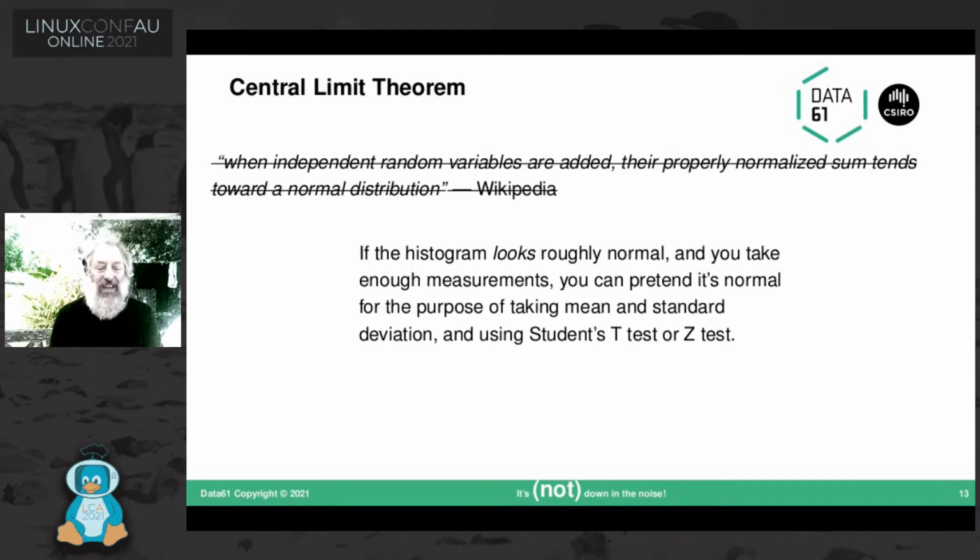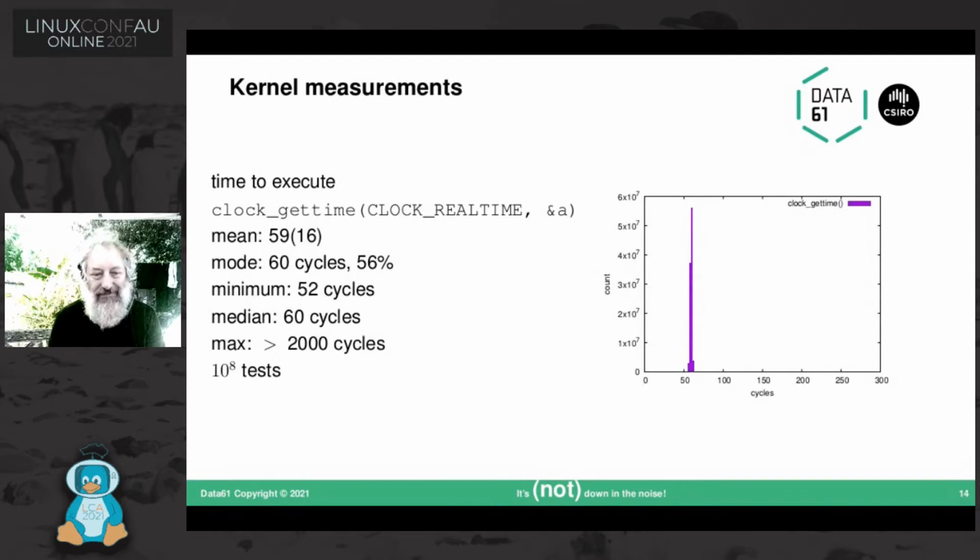Let's have a look at a real kernel benchmark. This is the time to execute clock get time with a real-time clock. We have a mean of 59 cycles with a standard deviation of 16. The mode is 60 cycles and 56% of the samples hit the mode. The minimum is 52 cycles, the median is 60, but the maximum is greater than 2000 cycles, which is where I stop measuring. And that's for 10 to the 8th tests.